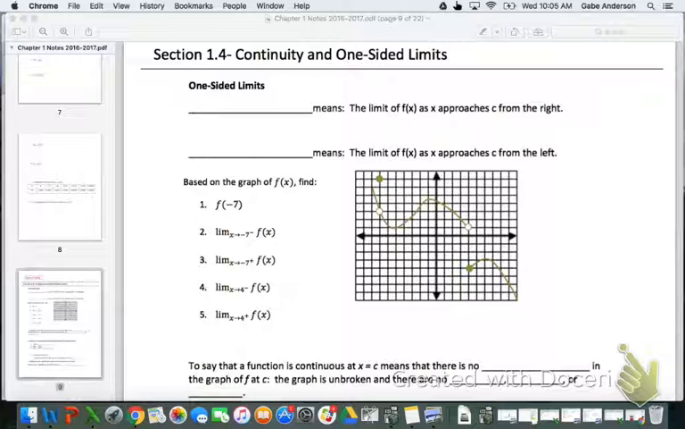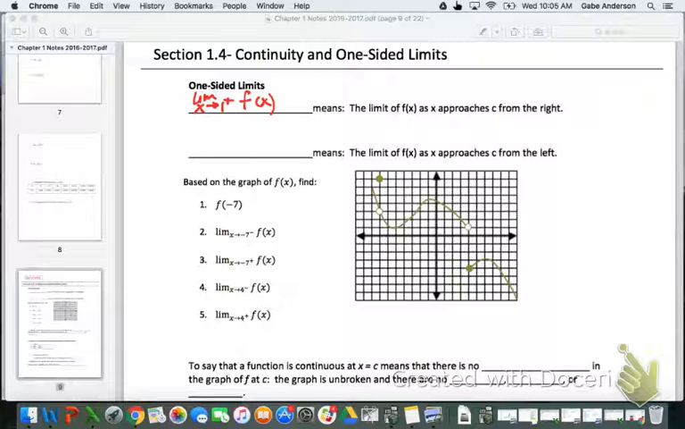It is the familiar limit with x approaching c, but then almost like an exponent, a superscript, we have a little plus sign, of f of x. That means the limit of f of x as x approaches c from the right. This can actually be a little confusing. If you're approaching from the right, you're actually moving left. Makes sense?